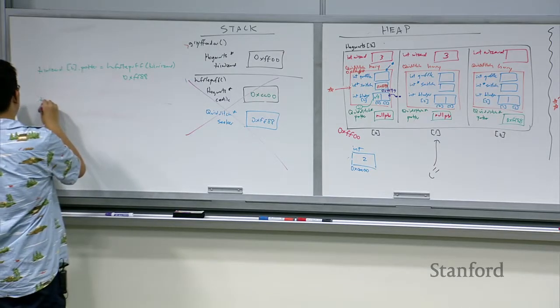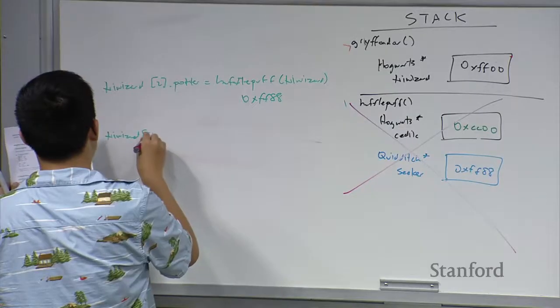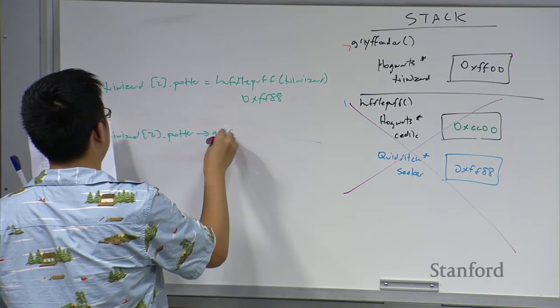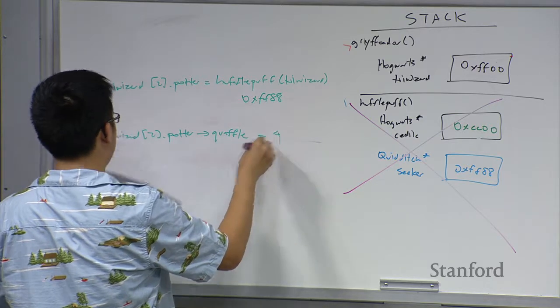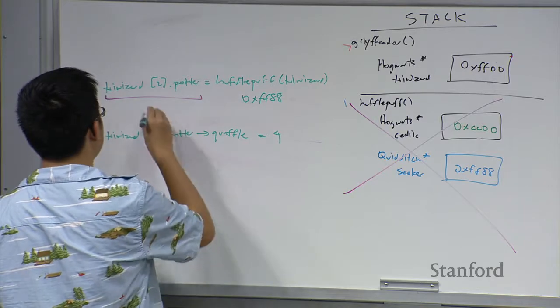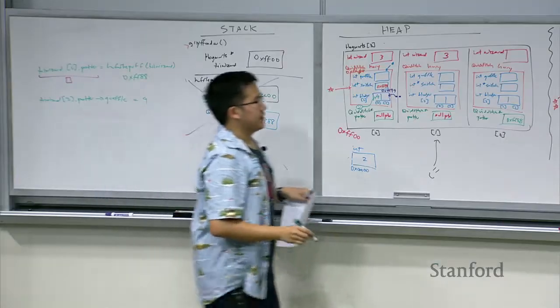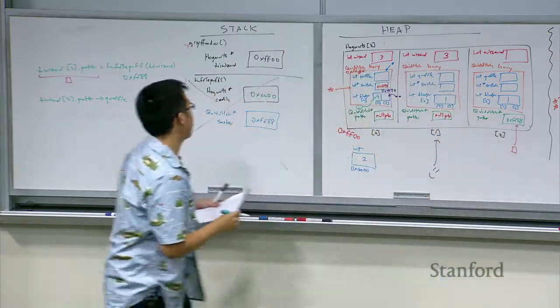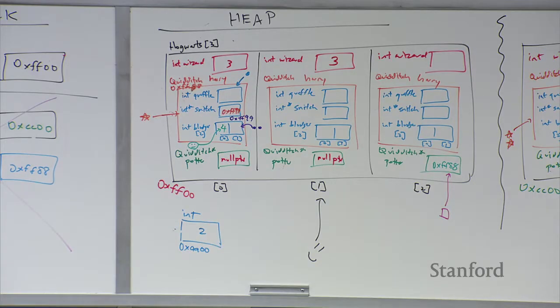Still try wizard 2.potter. But now we're dereferencing that. We're going to get quaffle, and we're going to set that to 4. Let me call this thing up here. Let's give it one more shape, square. So this thing down here, this is square. Okay? So square, we're going to set square equal to 0xFF88.